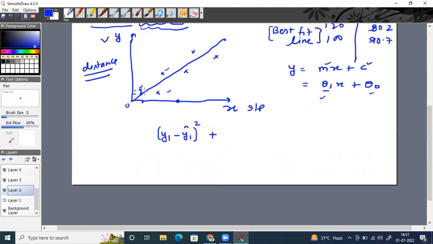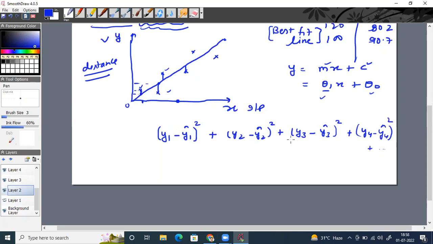Plus, what is my second point? I will find the distance between this point and this point. Suppose this point is actually y2, and the corresponding prediction is y2 hat, squared. Plus, come to this point. Again, I will find the distance of this point from the line. Suppose my actual value is y3 and the predicted value is y3 hat, so square this. Move ahead again. We have a fourth point, so find the distance: y4 minus y4 hat, squared, and so on.